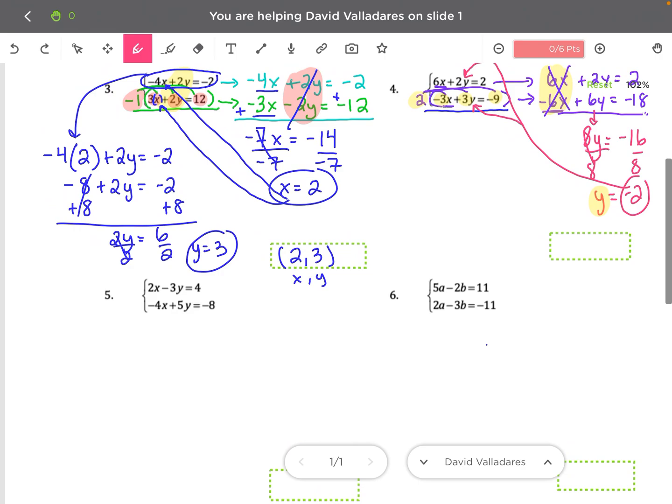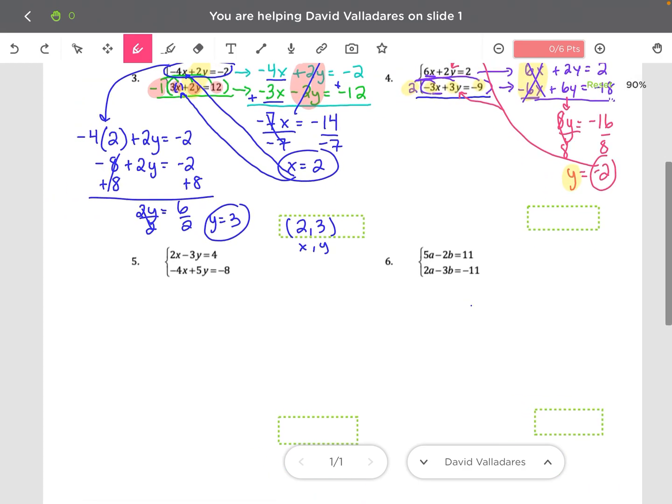So let's look at number 6. Okay, so number 6, this is a little harder because if you look up and down, you are going to notice, sorry, I had a little interruption there. You're going to notice that none of them are the same. 5a, 2a, not the same. -2b, -3b, not the same. And there isn't even a number I could multiply by, right? I can't multiply 2 times something to equal 5. It's not going to cancel. Or I can't multiply 2 times something to equal 3. It's not going to cancel.